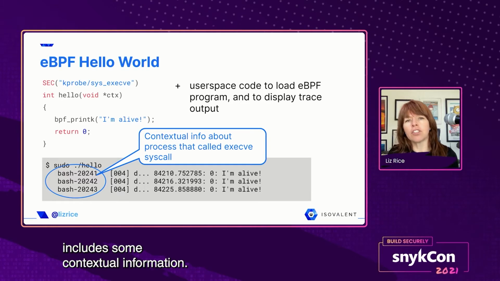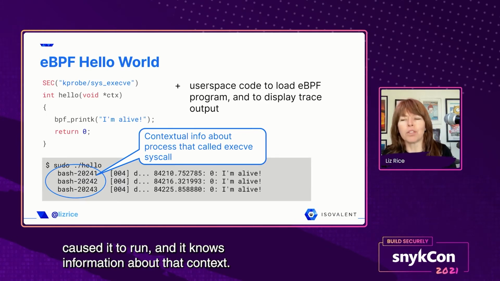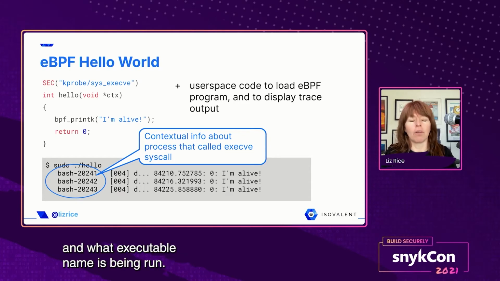And as you can see from the output at the bottom of the screen, that trace includes some contextual information. The eBPF program is running in the context of the trigger that caused it to run, and it knows information about that context. For example, it knows what process ID and what executable name is being run.